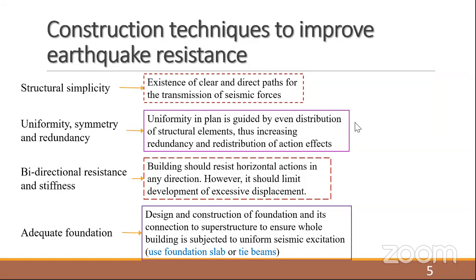Then we have uniformity, symmetry, and redundancy. Uniformity in plan is guided by even distribution of structural elements, thus increasing redundancy and redistribution of action effects. Then we have the aspect of bidirectional resistance and stiffness.